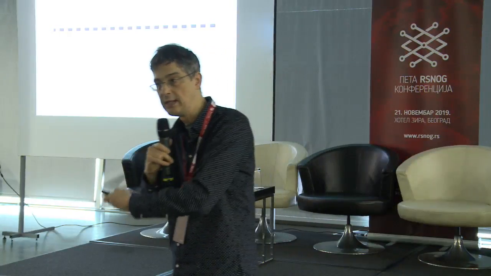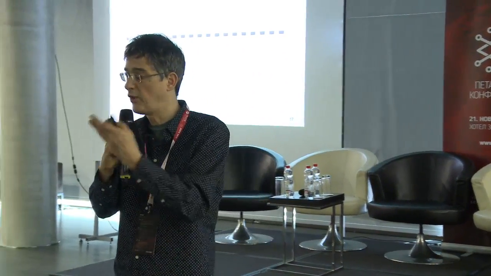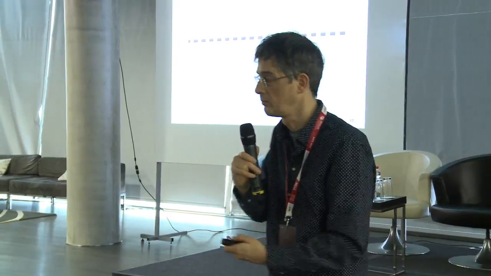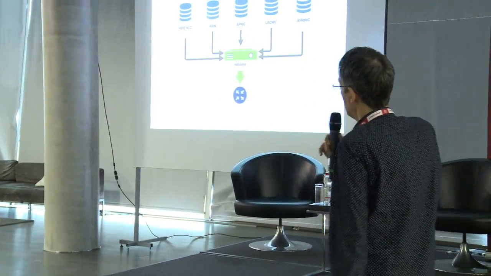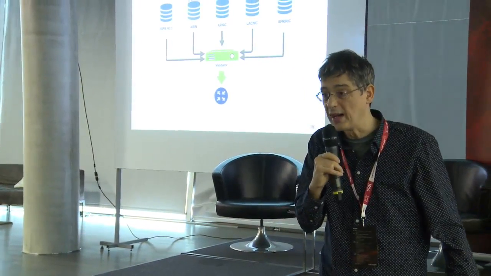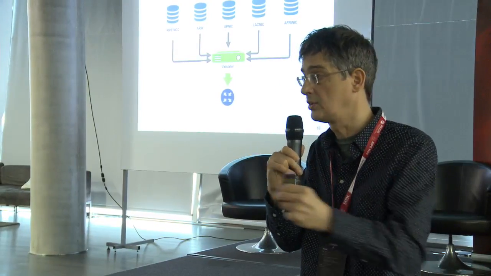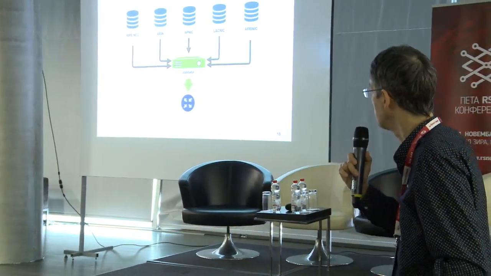And now someone else is going to use it to validate announcements. And that is how it works. You have the 5 trust anchors. Those are the 5 regional internet registries.